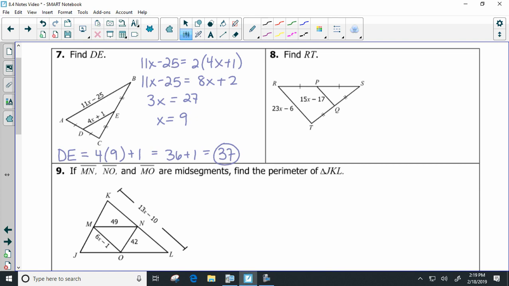All right, question number 8 wants us to find RT. Well, PQ is a mid-segment, so the third side, 23x minus 6, has to equal 2 times the mid-segment, 15x minus 17. Let's distribute. 23x minus 6 equals 2 times 15x, which is 30x, minus 2 times 17, which is 34. Subtract 23x. Add 34.